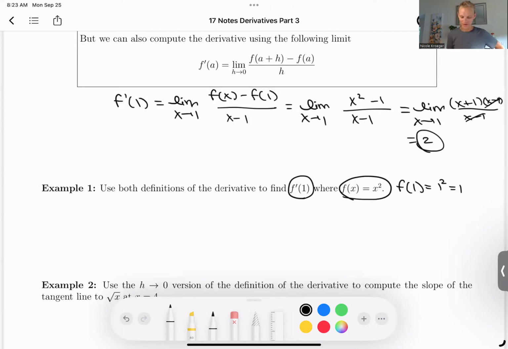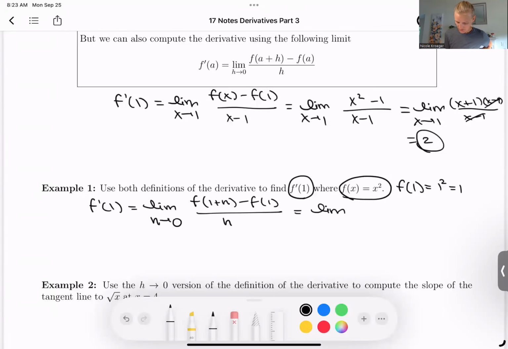Let's use the other definition, our new one. So f prime of 1, according to this definition, should be a limit as h approaches 0. h is always approaching 0 in this definition. f of 1 plus h minus f of 1 all over h. Okay, so let me go ahead and plug in. We know f of 1 is 1, so we're going to have a minus 1 at the end here.